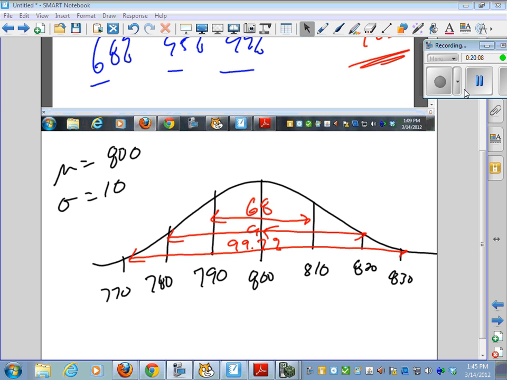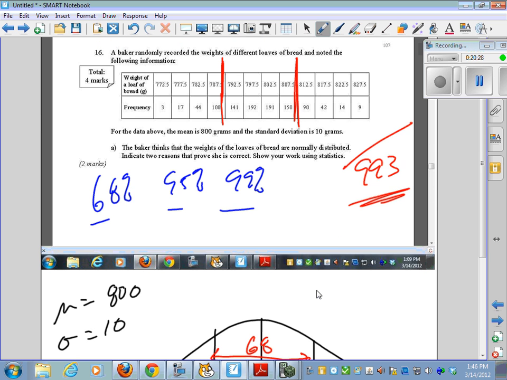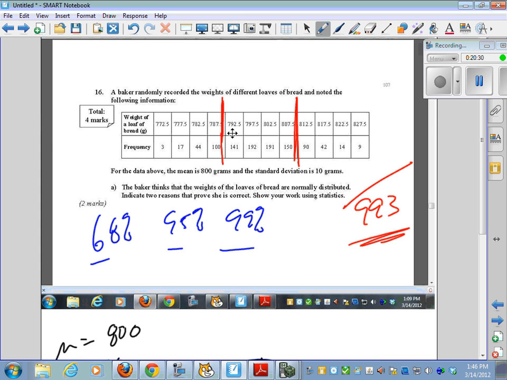Okay, so when it asks, are they normally distributed, you have to figure out, are 68% between plus and minus 1 standard deviation? What's our grand total? 993. The girls added them up, they got 993 loaves of bread. So how many are between 790 and 810? Well, the cutoff for 790 is 792.5 and the 807, right? So how many are there? There's 141. You got to add these up, right?